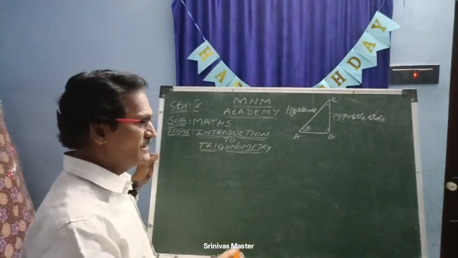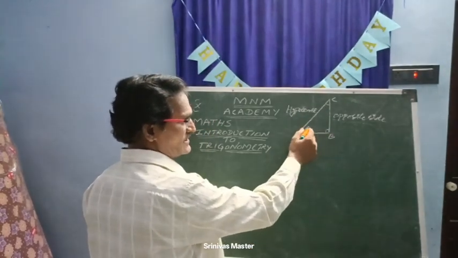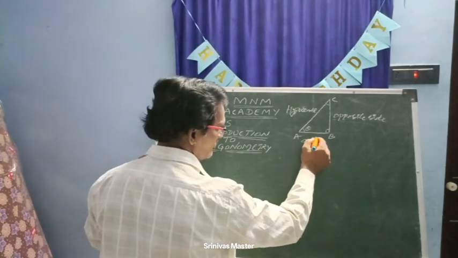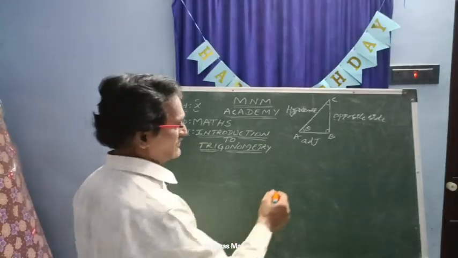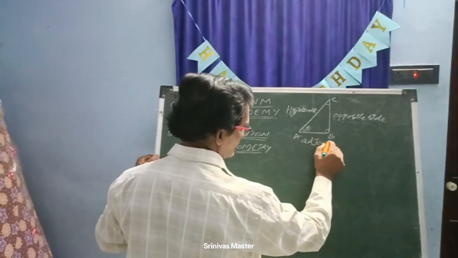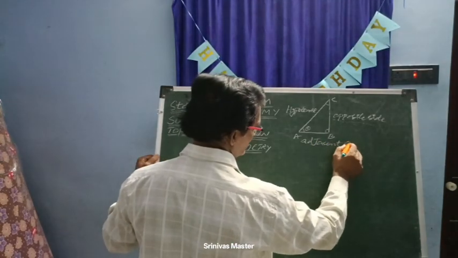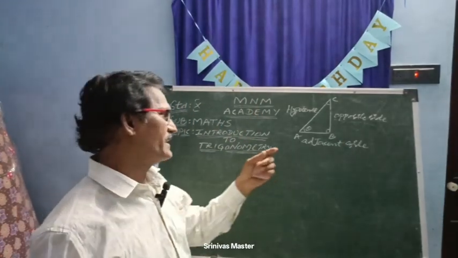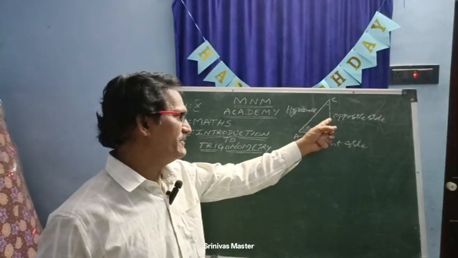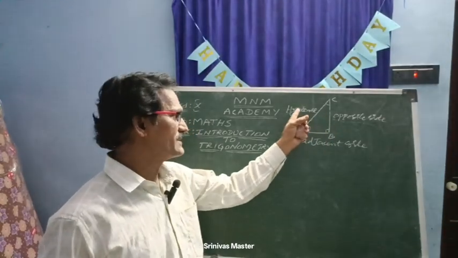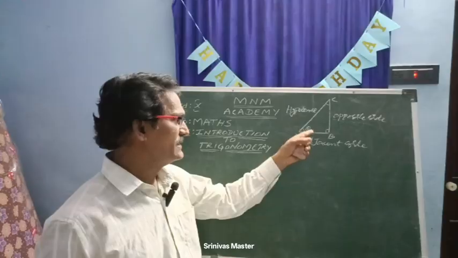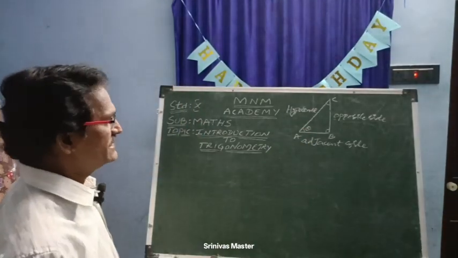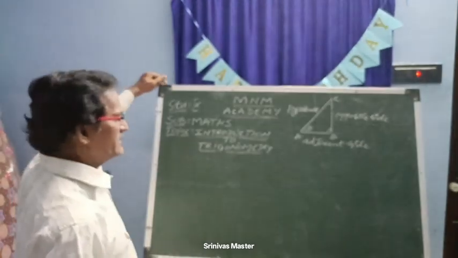Then what is the remaining side? AB. The side which is adjacent to theta is called the adjacent side. If you want, you can write it fully as adjacent side. Generally, we identify the sides like this: the side opposite theta is the opposite side, the side opposite the right angle is the hypotenuse, and the side adjacent to theta is the adjacent side. By using these three sides, you can identify the trigonometrical ratios.